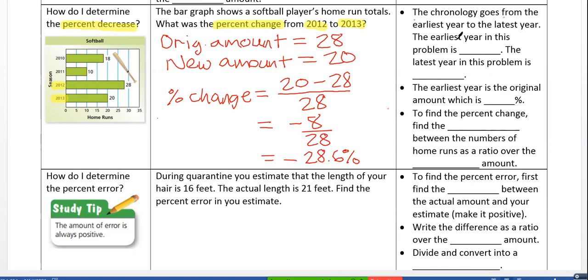Okay, the chronology goes from the earliest year to the latest. The earliest year in the problem is 2012, and the latest year in the problem is 2013. The earliest year is the original amount, which is 100%. So that 28 was 100%. To find the percent change, find the difference, diff, between the numbers of the home runs as a ratio over the original amount.